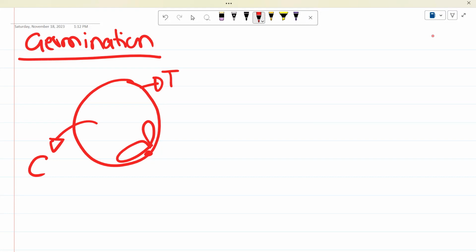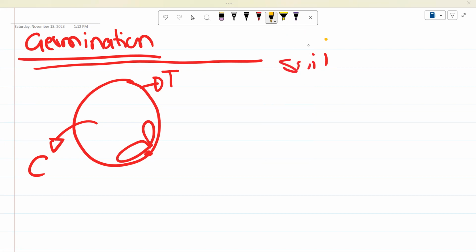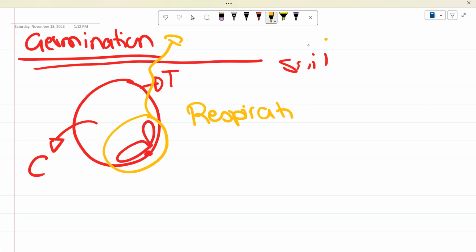How does it grow? First, I want you to understand something. This seed is below soil level. This is soil. It is underground. So is this seed exposed to light? No. So how can it photosynthesize? It cannot photosynthesize yet because light is essential for photosynthesis. So this baby embryo plant starts growing by first starting respiration. It does not photosynthesize.